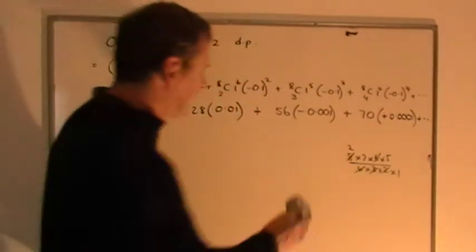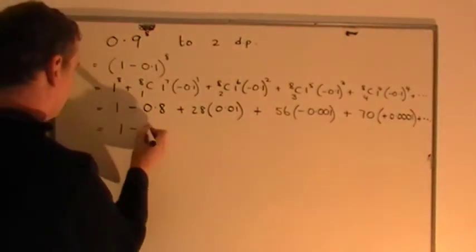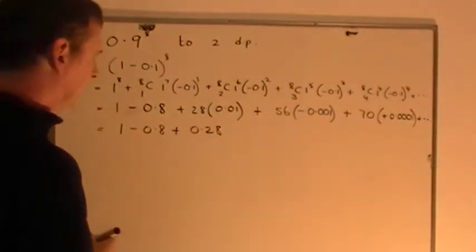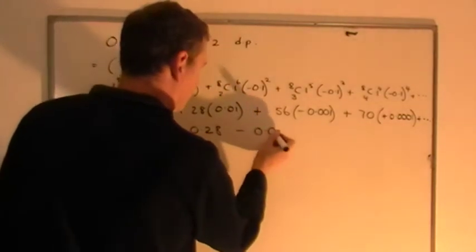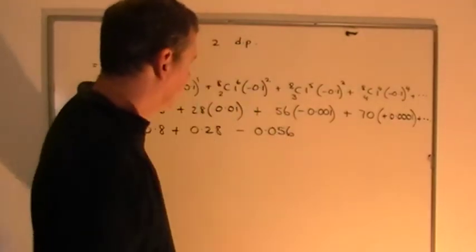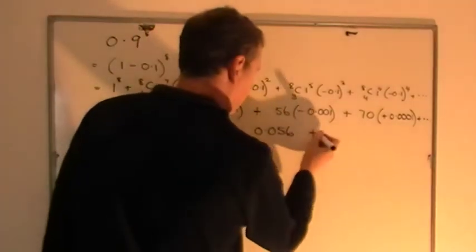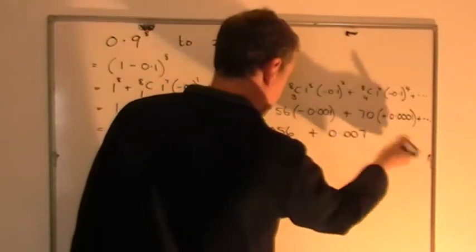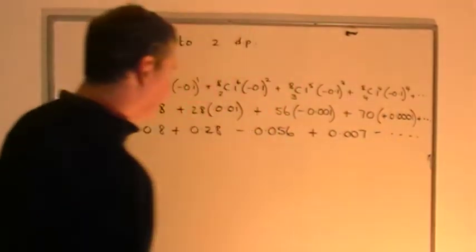Fine. Let's just tidy up, and let's see what we get. So we end up with 1, take away 0.8, plus 0.28, that times that is 0.28. Then it's a minus again, minus 0.056. That times 56, 0.056. And then plus again, and if you take that times by 70, you're going to get 0.0070 or 0.007. And then of course it would be minus and so on.